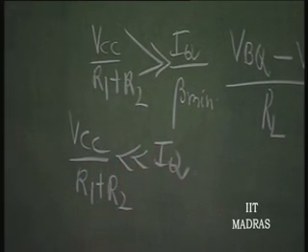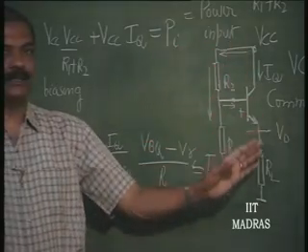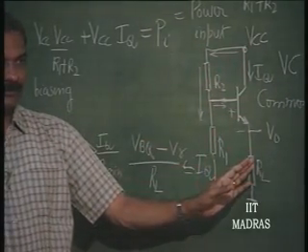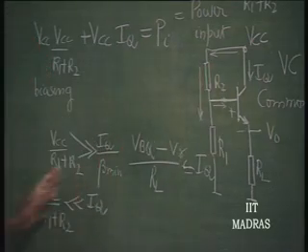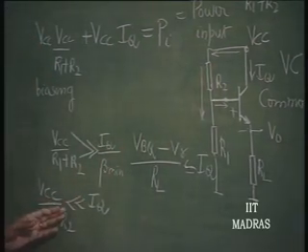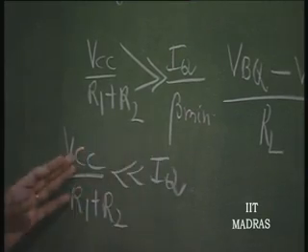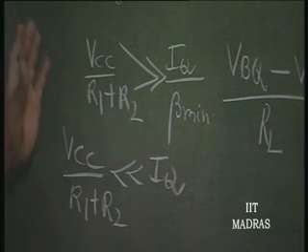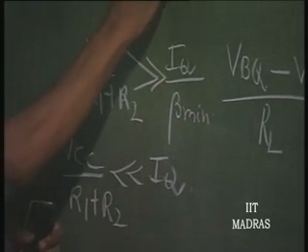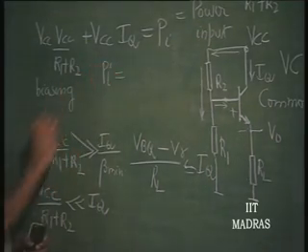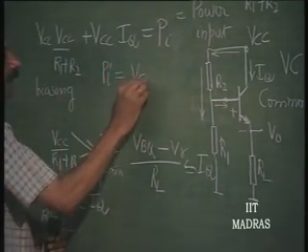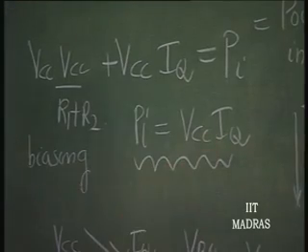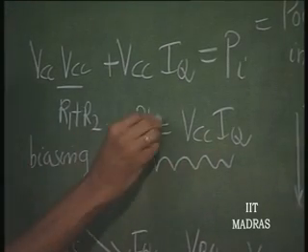This is the way you have to select, because IQ is anyway necessary to bias this transistor, okay, and IQ must be much greater than VCC by R 1 plus R 2. If you select all that, then we can say that input power is essentially, okay, VCC into IQ, approximately.